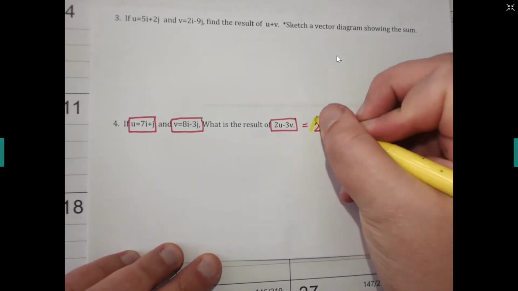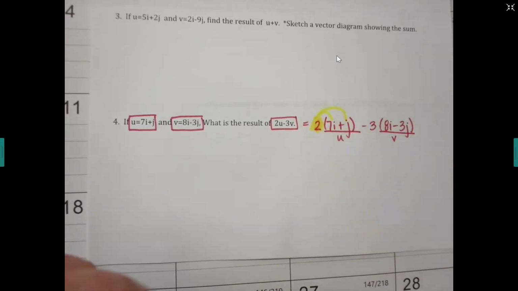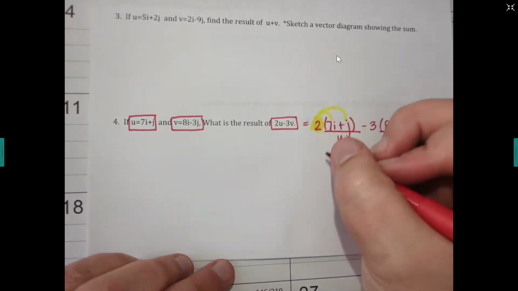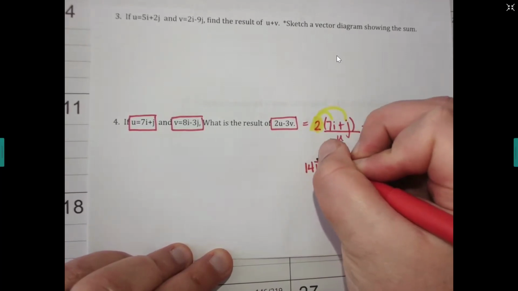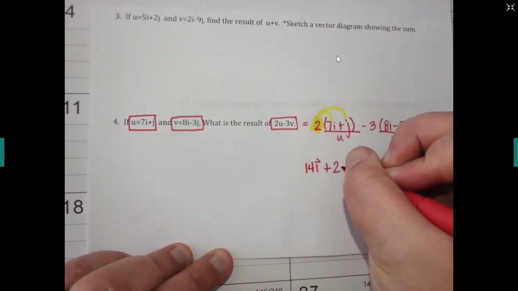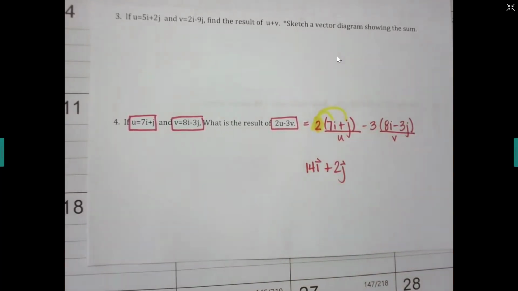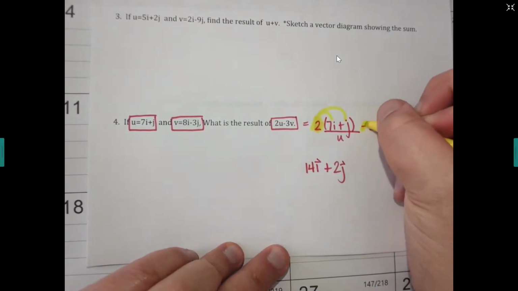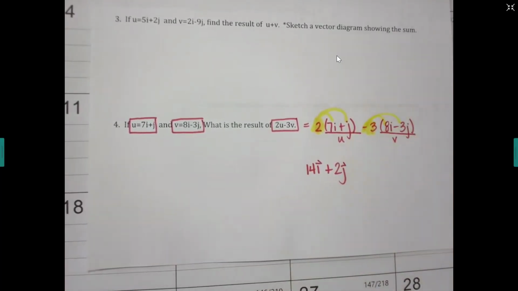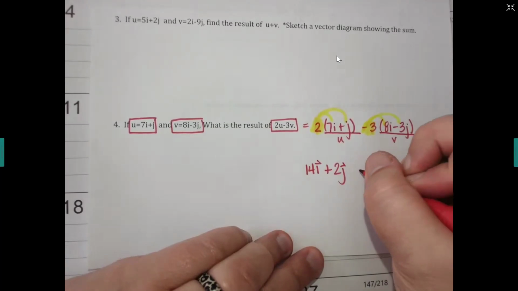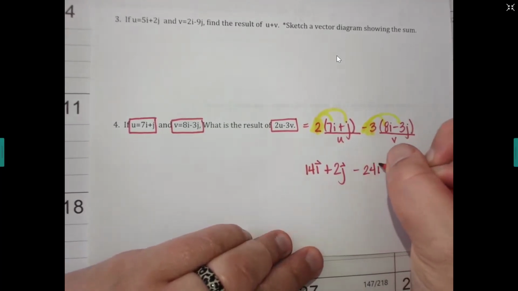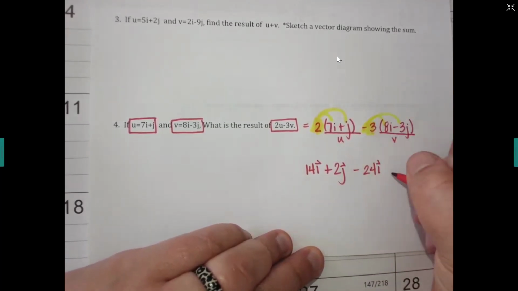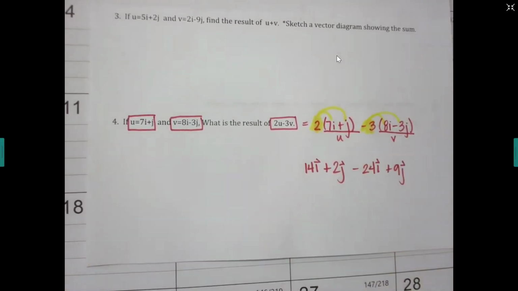So for my 2, go ahead and times that in. 2 times 7i is now a 14i. 2 times j is now a 2j. And then what am I timesing into the second vector? Not just a 3, but a -3. Very good. So -3 times 8i is a -24i. -3 times -3 is then a +9j.